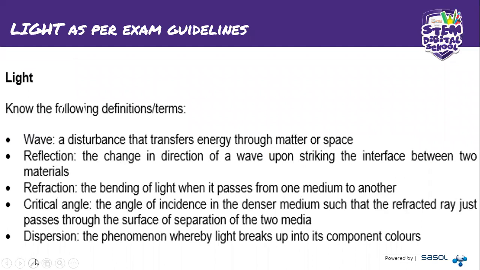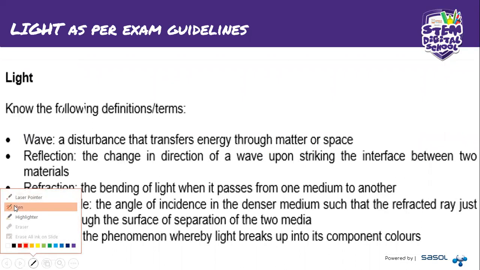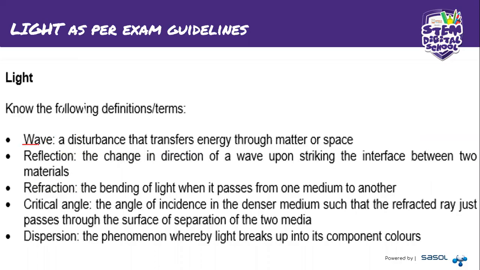Under light, my dear learners, remember, these are the definitions that you are required to know. You are required to know how to define the term wave. And we've done that in the previous 2 days. And we simply said it's a disturbance that transfers energy through matter or space. So this is a wave, so it will transfer energy, and it can be traveling through matter, or in a vacuum space, meaning in a space that does not contain any matter.